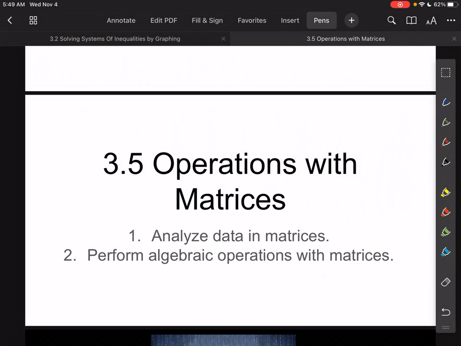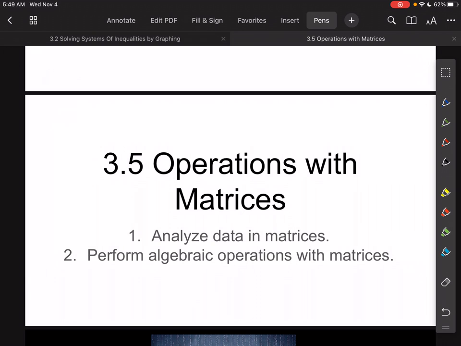Alright, Algebra 2. Today we have the fun of moving into matrices. And yes, I think they're pretty fun. Some people are scared by them, but it's just because they don't know what they are. So I'm going to teach you what they are and teach you how to do some operations with them today in 3.5.